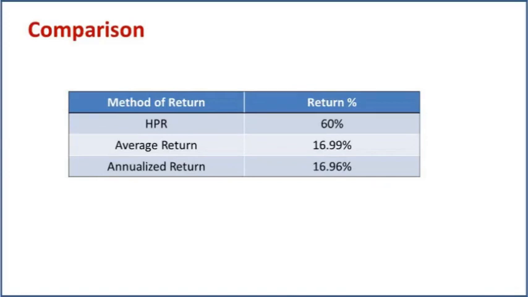As you can see, holding period return is the highest percentage, which is 60%. Average return at 16.99% is in the middle, and annualized return at 16.96% is the lowest of all the three. Now ideally speaking, holding period return will be largest and the geometric return will be lowest since it considers the compounding effect.